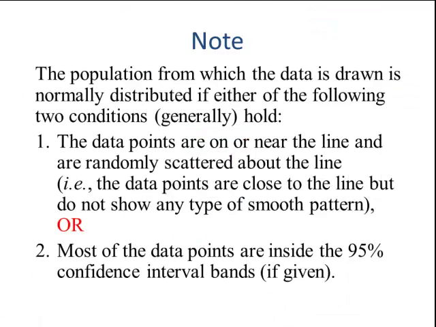The population from which the data is drawn is normally distributed if either of the following two conditions generally hold. Number one, the data points are on or near the line and are randomly scattered about the line. Or, most of the data points are within the 95% confidence interval bands if you're using Minitab.